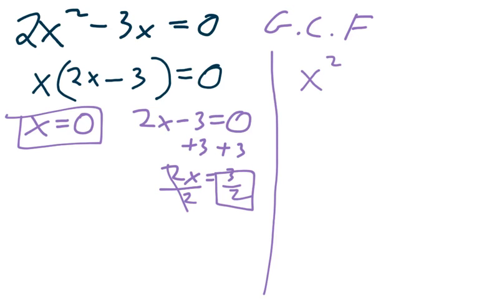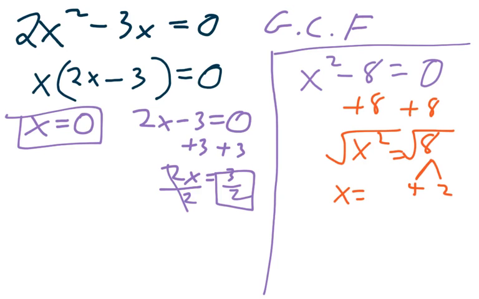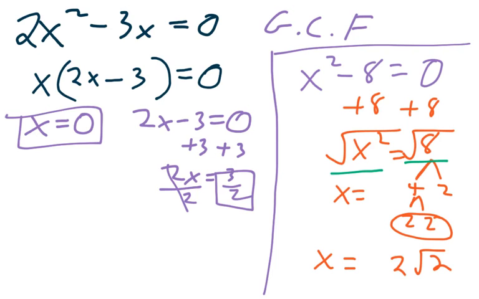Let's do another one. Let's do x squared minus 8 equals 0. For this one, we don't have a GCF, so we're going to add 8 to both sides. I get x squared equals 8, and when I square root, I get x equals, break down 8 to be 4 times 2, 2 times 2, and x equals 2 square roots of 2. But when I think about it, that's only one answer. Anytime we do a square root on both sides, we need to remember that our answer will have a plus or minus.